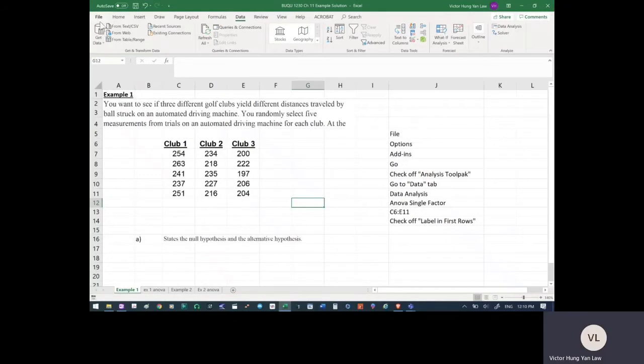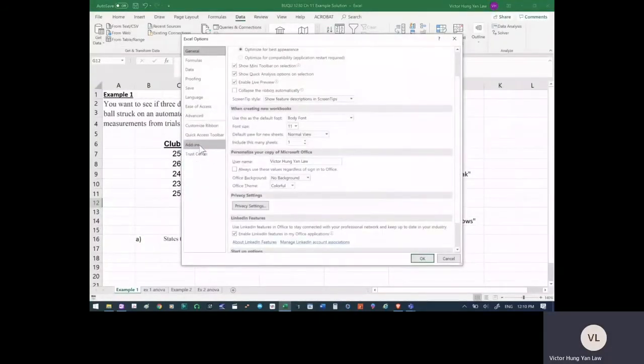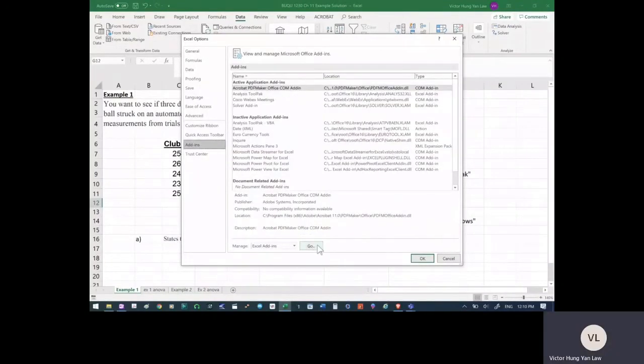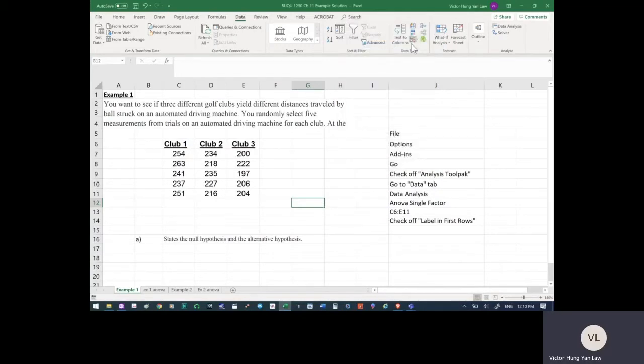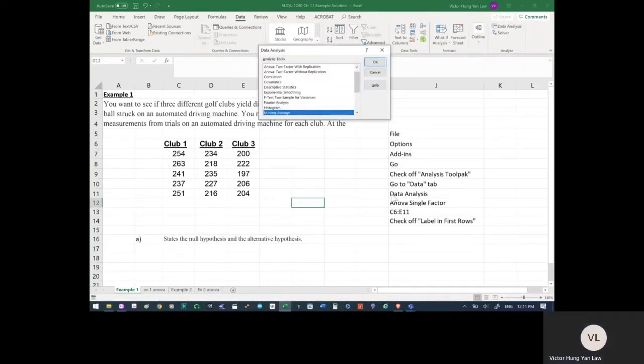So we click on File, Options, then Add-ins, and press Go at the bottom middle. Then we check off Analysis ToolPak. Make sure it is checked off, and then press OK. Under the Data tab, we now have Data Analysis. We use Data Analysis and choose the first one at the very top, ANOVA Single Factor, and then press OK.